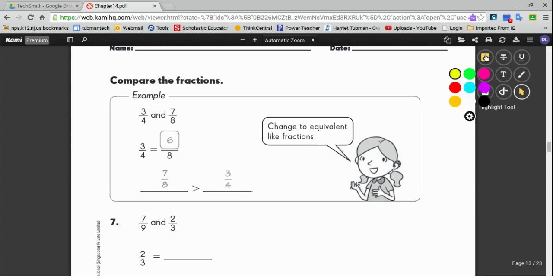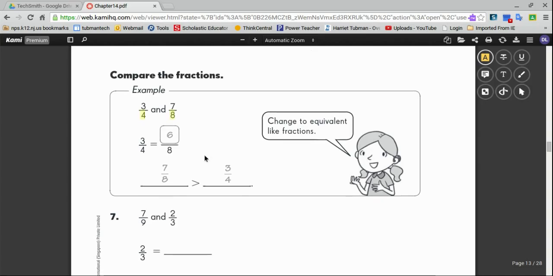Well, as you can see over here, my 4 and my 8 are not the same numbers. They're not like fractions. I want to change my 3/4 to get the same bottom number, or the same denominator, as 7/8. So when we find our equivalent fractions, 3/4 is also equal to 6/8.